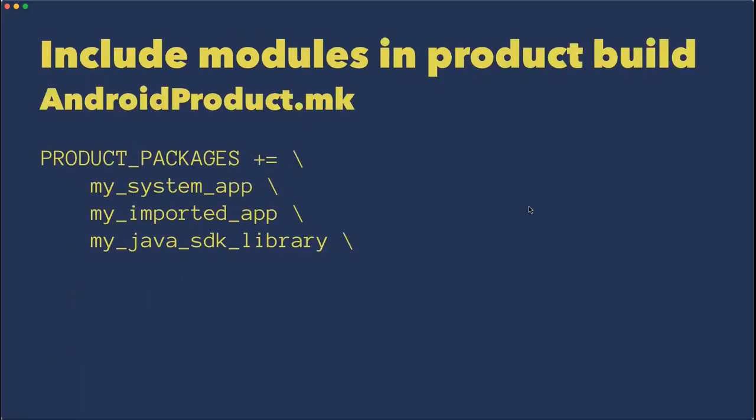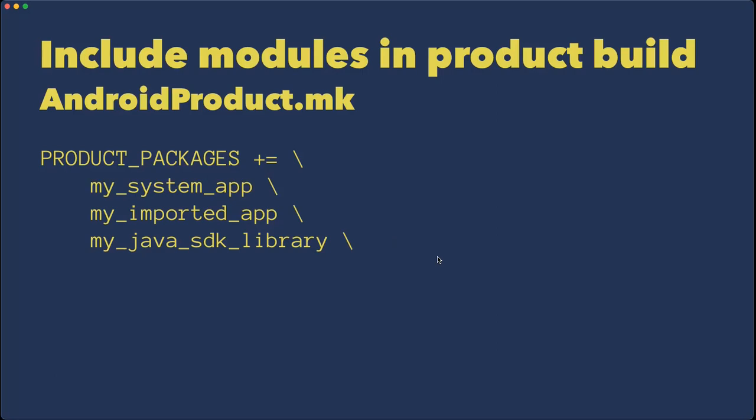Okay. So how do you include it? You have defined your own product, your own packages. Maybe it's a system app, maybe it's an imported app, maybe it's a Java SDK library. All you need to do is, in your Android products makefile, or one of the other makefiles for that device, say PRODUCT_PACKAGES append, and you append these three, and then those will be built into that system. The first time you do this, when you've added everything locally, you will see that it doesn't work, because you need to go in and build each one of these specifically before it picks up those changes.